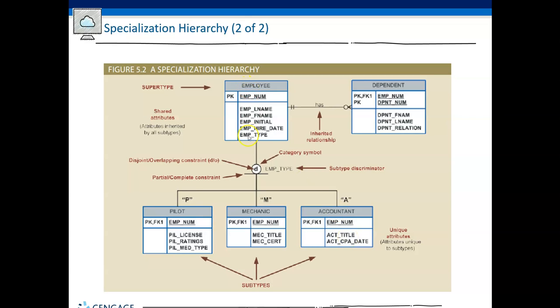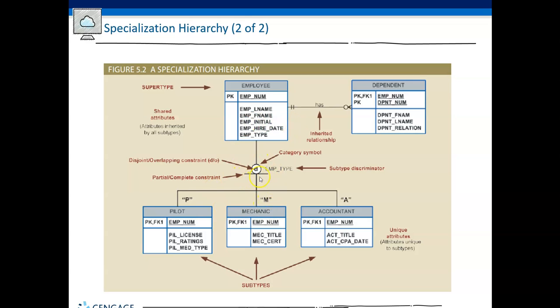But in addition to all these things that all 3 of these things have, all 3 of these things have all these attributes down here in the employee box, including the employee primary key. As you can see, they all have the primary key, which is a foreign key as well from the employee table. But they'll also have special things that the other ones don't have. So the pilot will have a license and a ratings and whatever med type is. And then you have a title for your mechanic.